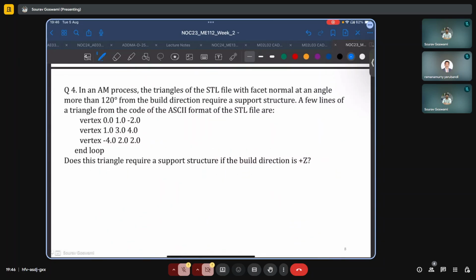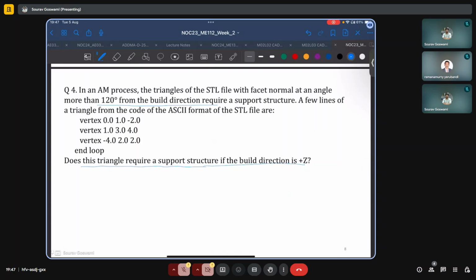Again, we have some code, and here we are told that in a certain process, the triangles of the STL file with facet normals with an angle greater than 120 degrees from the build direction will require a support structure. And we are asked to find, given this line of code, whether the given triangle requires a support structure if the build direction is positive z.